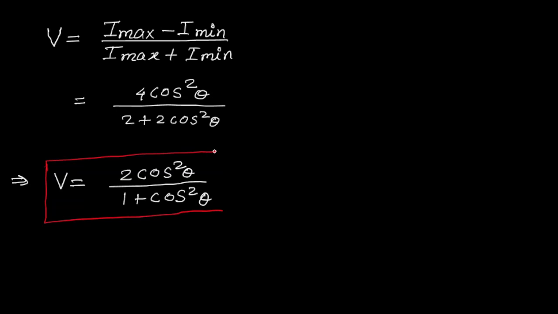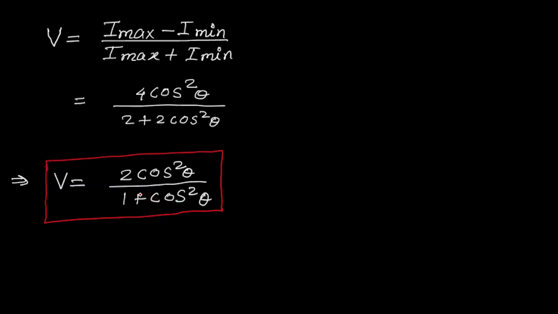If you put a linear polarizer making an angle theta with the polarization of the incident wave, in that case the visibility will be V is equal to 2 cos square theta divided by 1 plus cos square theta. So in the exam, if the examiner asks this type of question, I recommend you remember this small formula. V will be in this case 2 cos square theta divided by 1 plus cos square theta.